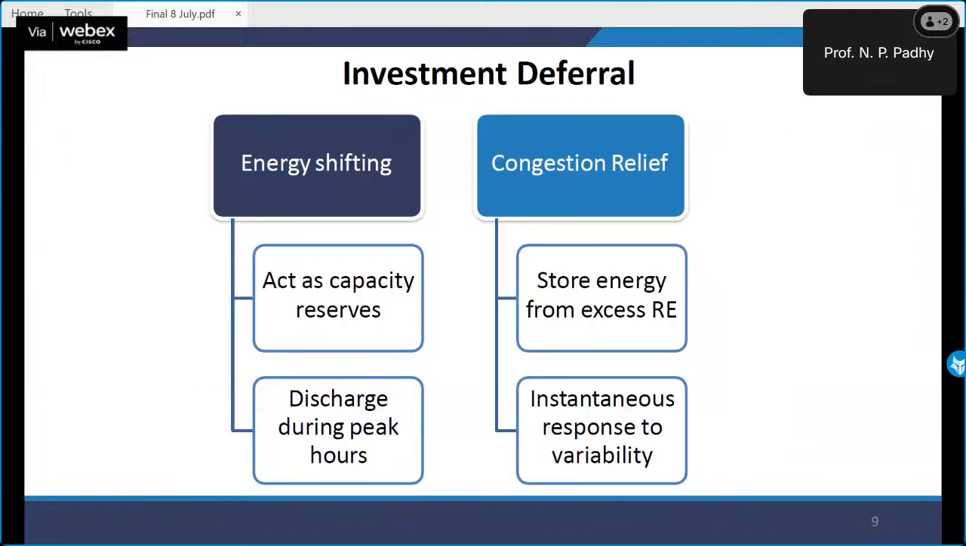Now, investment deferral: how it can help you not to spend more money for the distribution network owners. One is energy shifting, and the second one is congestion relief. So the moment you talk about energy shifting, it acts as a capacity reserve and discharges during peak hours. The battery can be used for charge and discharge.